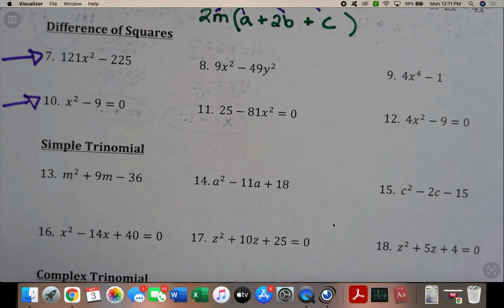What's the square root of 1? What number times itself gives you 1? 1. Yeah.